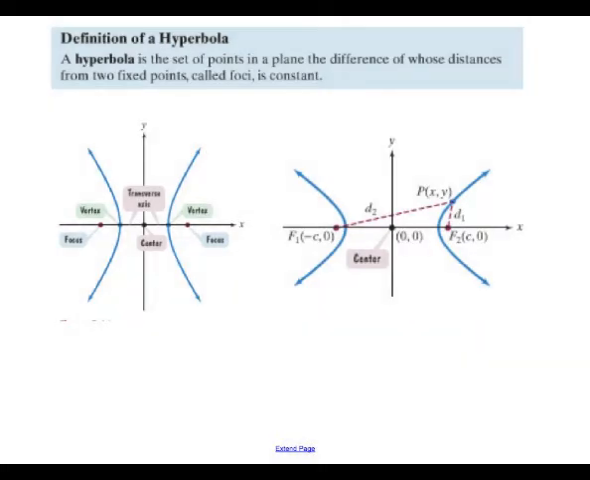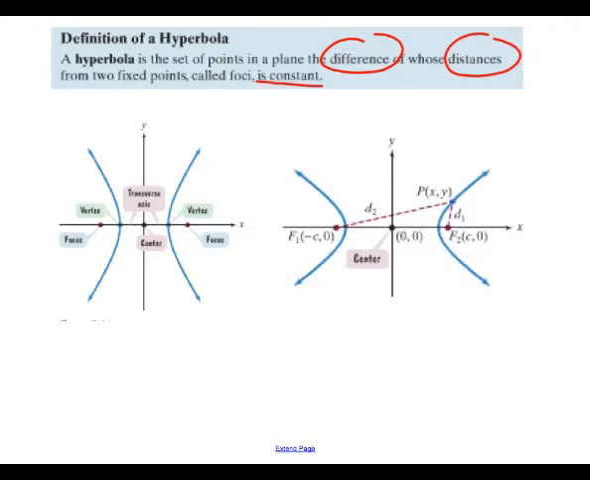This is video 9.2.1, and the goal here is to understand parabolas. So let's take a look at first the definition of a parabola. A parabola is similar to an ellipse in that it's going to have two focus points, but the set of points that describe a parabola are the points with a difference of whose distances from two fixed points are constant.